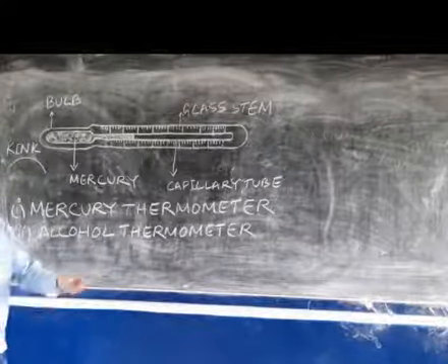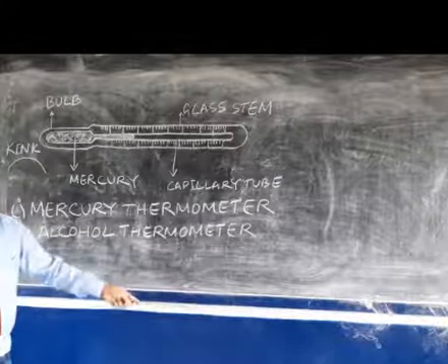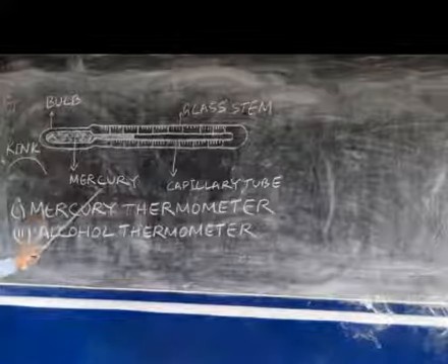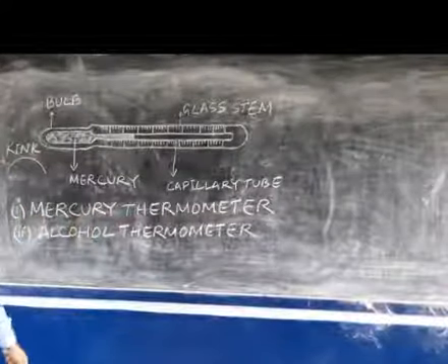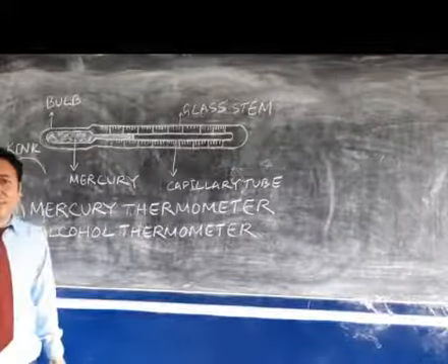Okay, and whatever the level of mercury which has been raised will give the temperature of that particular body or that particular object. So these are about the mercury thermometer. Mercury is used as a thermometric liquid. Now, why mercury is used as a thermometric liquid is because mercury has a very high boiling point.